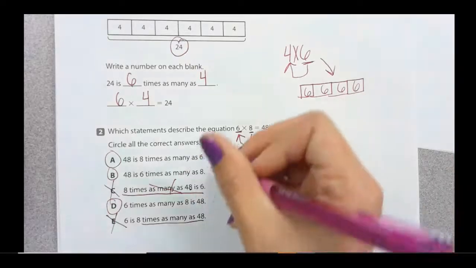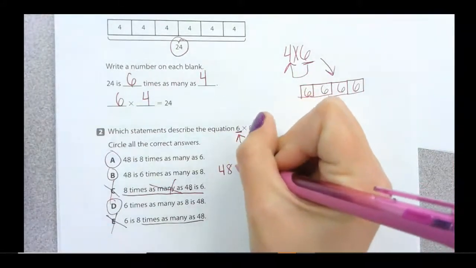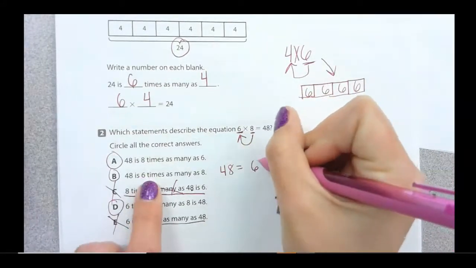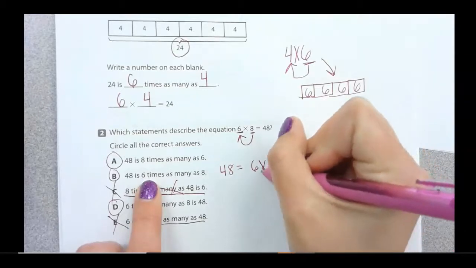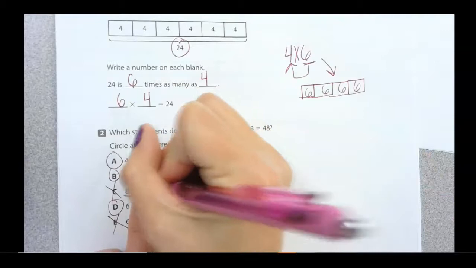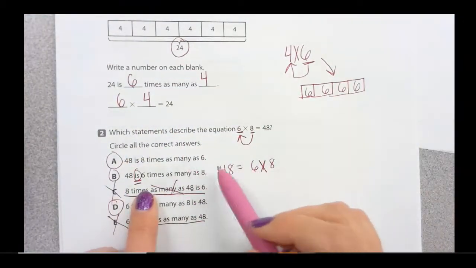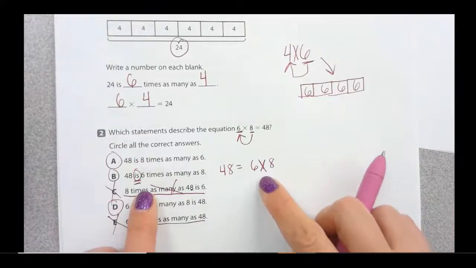And if it helps you, write out the equations next to them. So 48 is 6 times as many as 8. Remember when you see the word is, there's like an equal sign there. Okay? So if it helps you to figure out these problems, write your equation next to them.